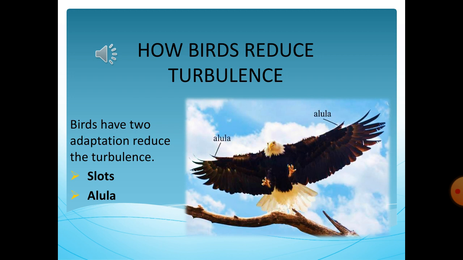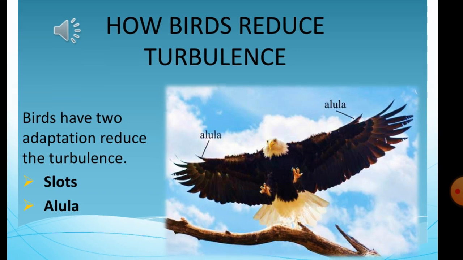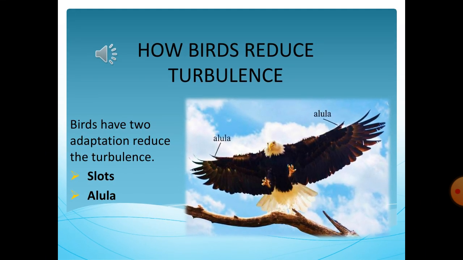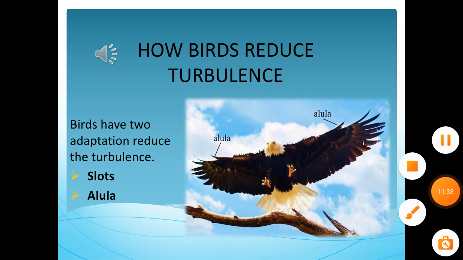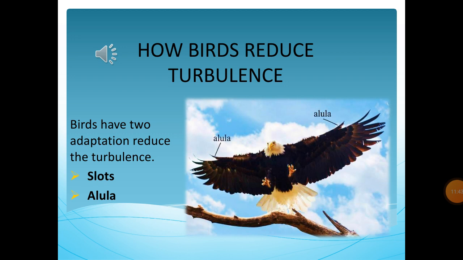To overcome the angle of attack and decrease the turbulence of air, there are two main adaptations in the bird. The first one is that the leading edge of the wing has some slots. When birds increase their lift and the angle of attack also increases, air flows rapidly through these slots and reduces the turbulence of air. The second one is alula. Alula is on the anterior margin of the wing. When the angle of attack increases during flight, the alula is elevated and decreases the angle of attack and reduces the turbulence, which makes the bird capable of fast flight.